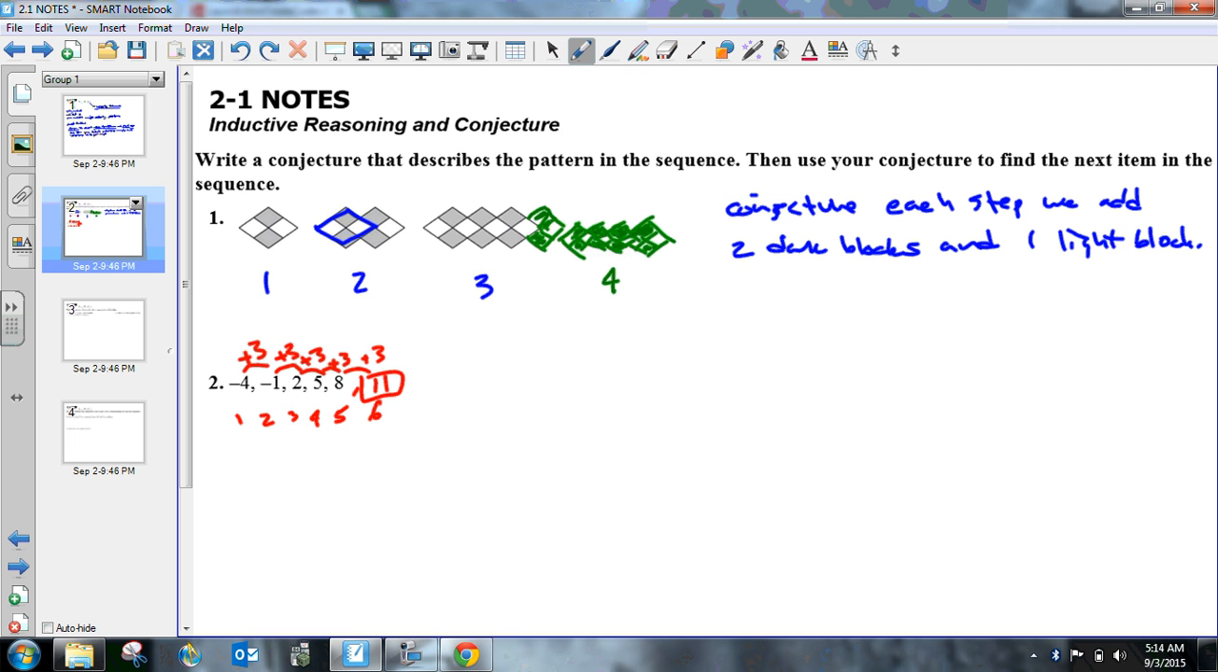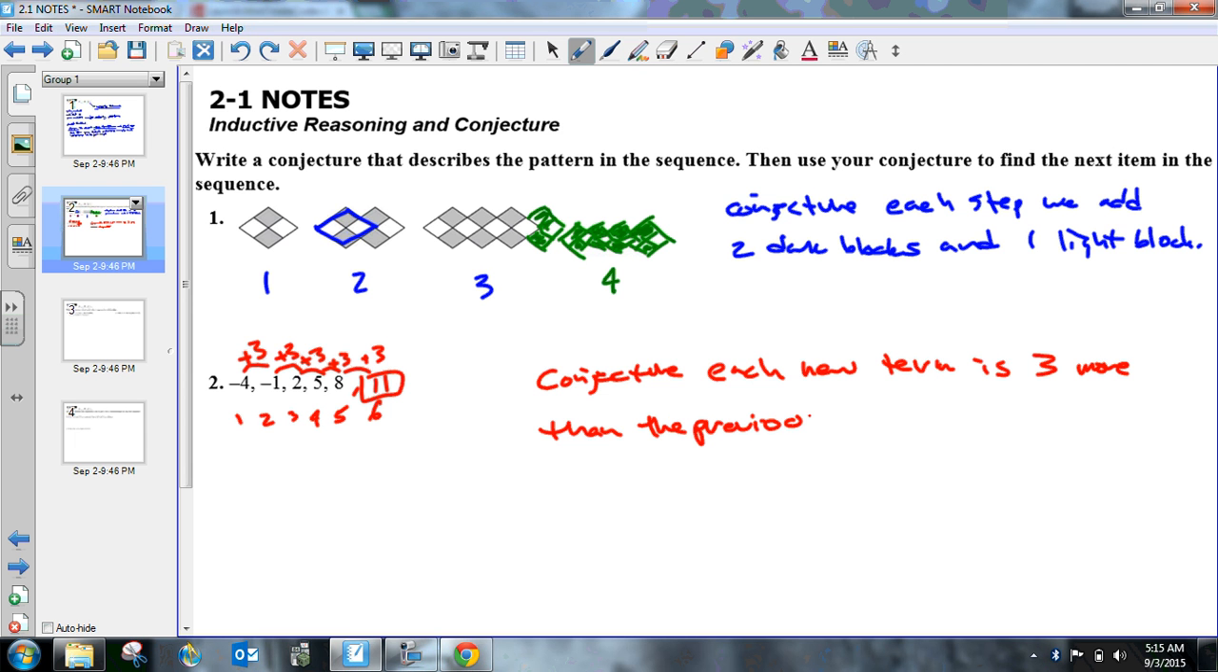That's my answer. Okay, but my conjecture is that each new term, let me write that, each new term is 3 more than the previous term. Okay, so that's it. All right, you're just noticing a pattern, writing a conjecture. You follow a pattern, and then you just state pretty much what the pattern is. Okay, and then continue on that pattern.